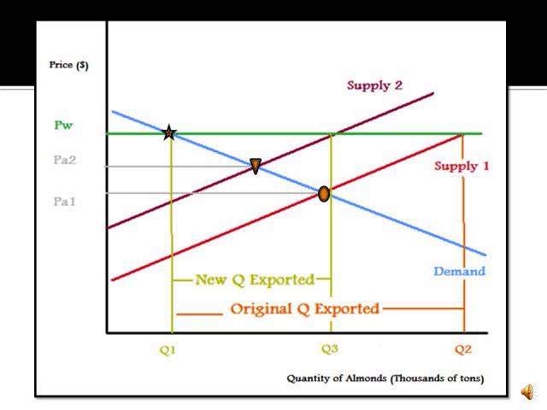This figure shows the supply and demand for almonds in California under autarky conditions, or in other words, without trade. California produces about 70% of the world's almonds, but their supply decreased in proportion to the supply of honeybees. Without foreign trade, this change would have resulted in a price increase from PA1 to PA2 and a decreased quantity demanded from Q1 down to Q2.